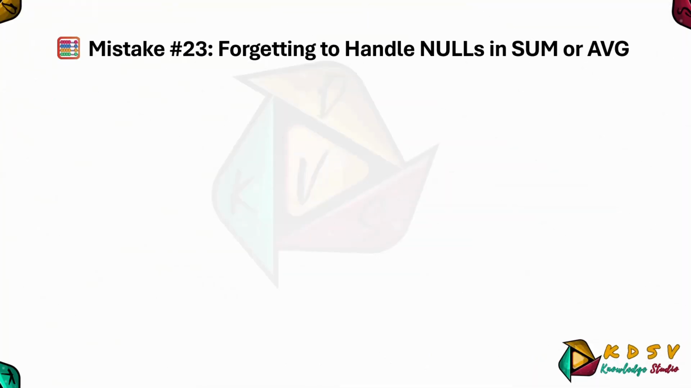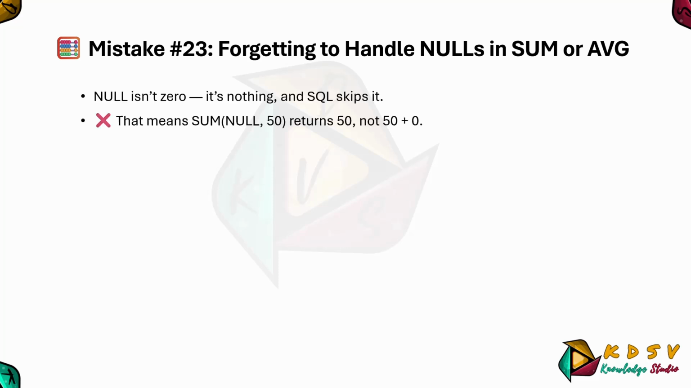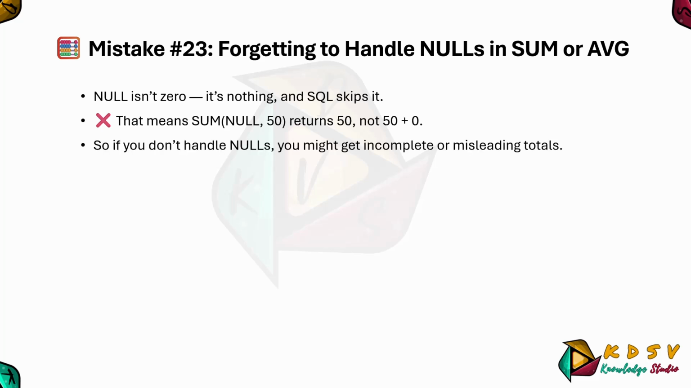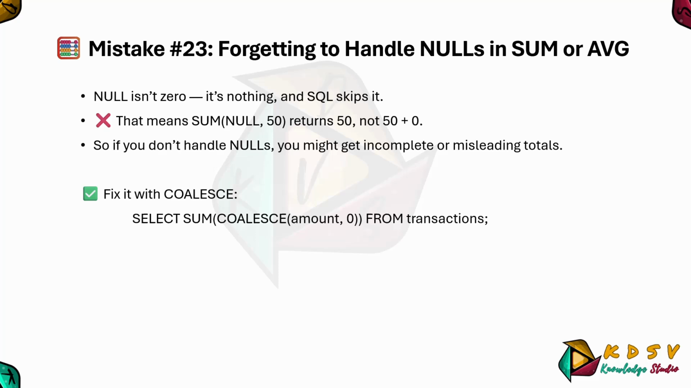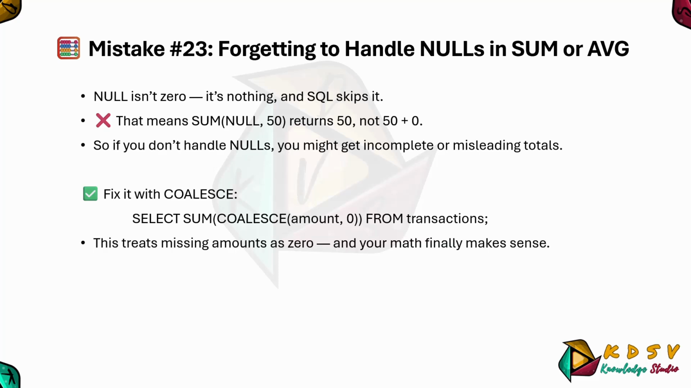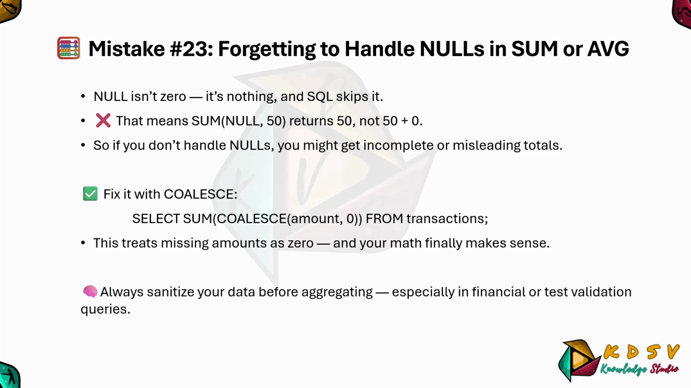Mistake number 23, forgetting to handle nulls in sum or average functions. Null is not 0, it is nothing, and SQL will skip them. That means sum of null and 50 returns 50, not 50 plus 0. So if you don't handle nulls, you might get incomplete or misleading totals in some cases. Fix it with coalesce: select sum of coalesce amount comma 0. In this case, the coalesce function will return 0 if amount is null. This treats a missing amount as a 0 and your math finally makes sense. Always sanitize your data before aggregating, specifically in financial or test validation queries.